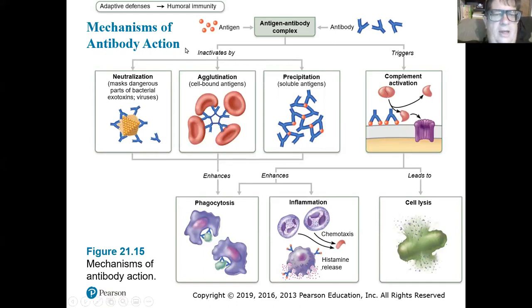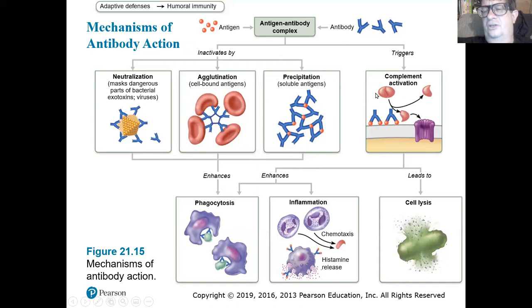So, mechanisms. We have neutralization, which stops the virus from grabbing onto the tissue. We have agglutination, where we are holding a clump of red blood cells together. Precipitation, where we're binding the nasty things and they fall out of solution. That would probably be, like I said, the antivenom. Antivenom being the antibodies here, venom being the little molecules they're grabbing onto.